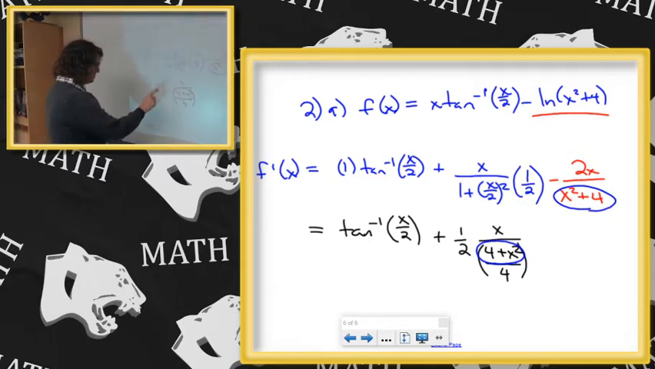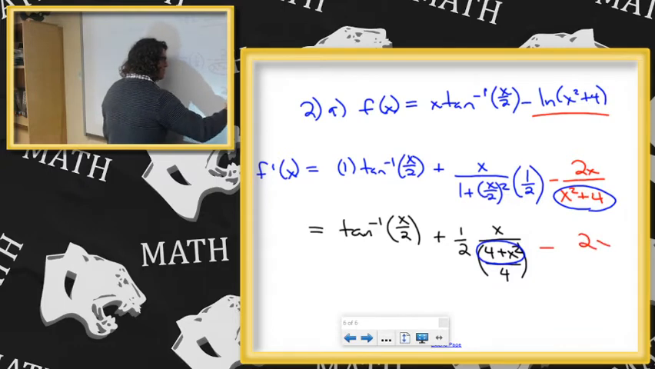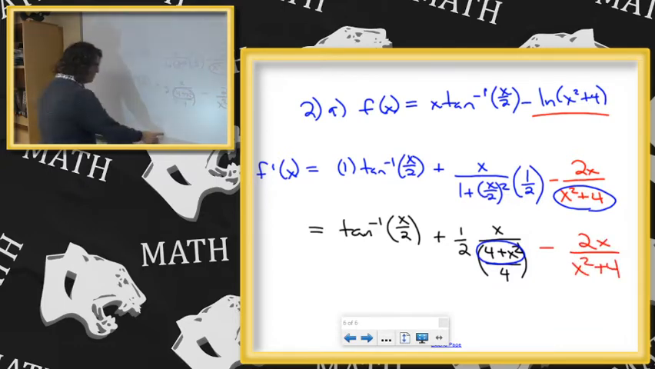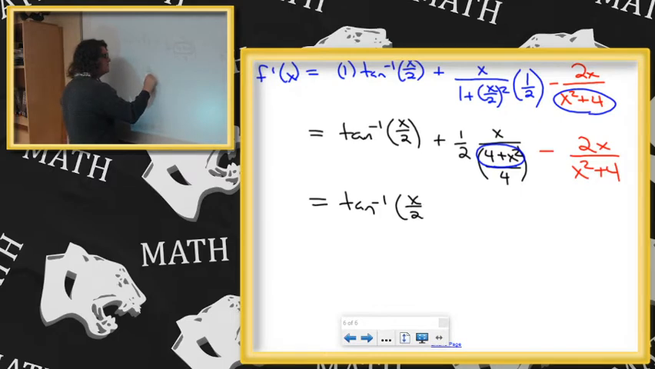I'm going to turn this into a single, nicer looking fraction. The second part over here is pretty good the way that it is. It doesn't look like you can really do a whole lot to it. I guess I'll write down the whole thing again. So it's inverse tan of x over 2.